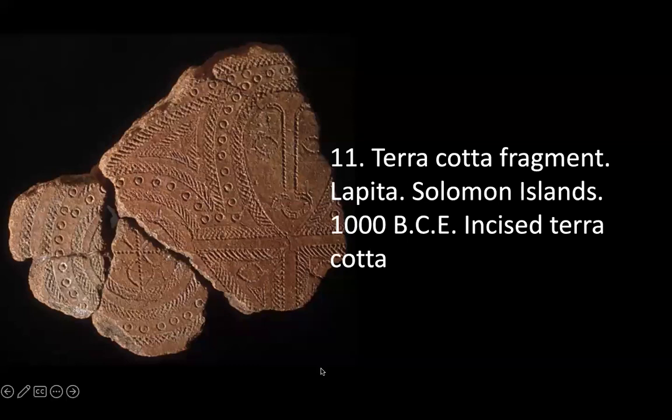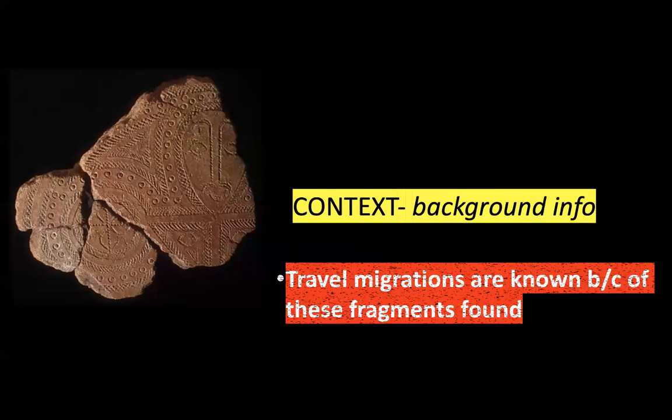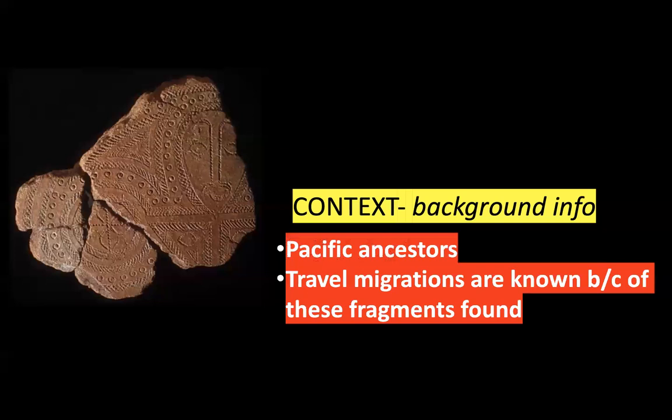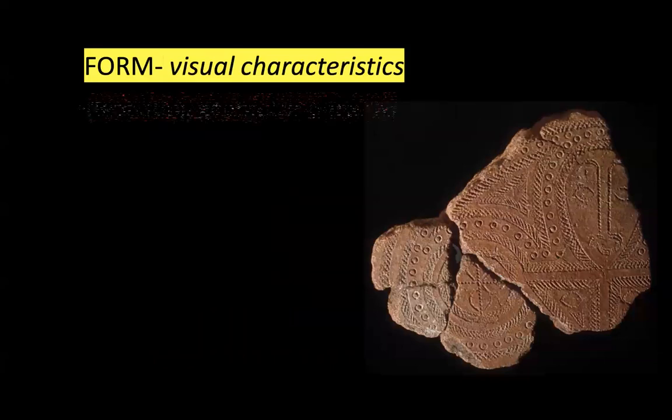Last one, number 11, terracotta fragment from Lapita. This is the Solomon Islands, and this is incised terracotta. Remember, fancy clay, making marks into the clay. All right, travel migrations are known because of these fragments being found. So from here, we're actually going to go to the Pacific unit where these fragments would have traveled to. So this is depicting the Pacific ancestors to the Pacific Islands.